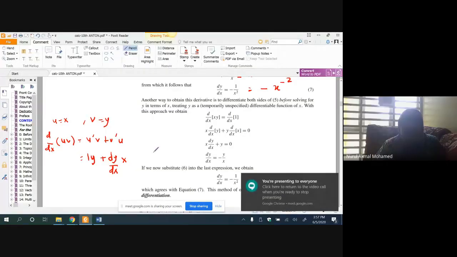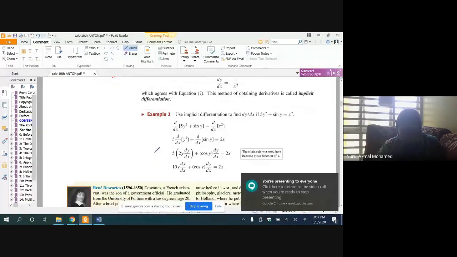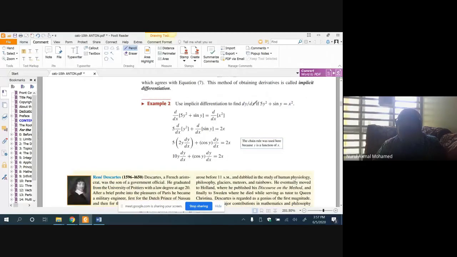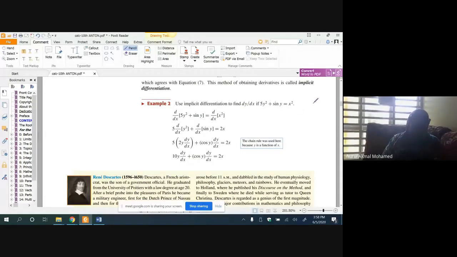Good. Yes. Okay, let's look at example 2. Example 2 is 5y squared plus sine y equal to x squared. Like before, we want to use implicit differentiation. Why do we want to use implicit? Because it is not easy for us to make y the subject of this equation. It's too difficult to make mathematical manipulations such that y becomes the subject of the equation.